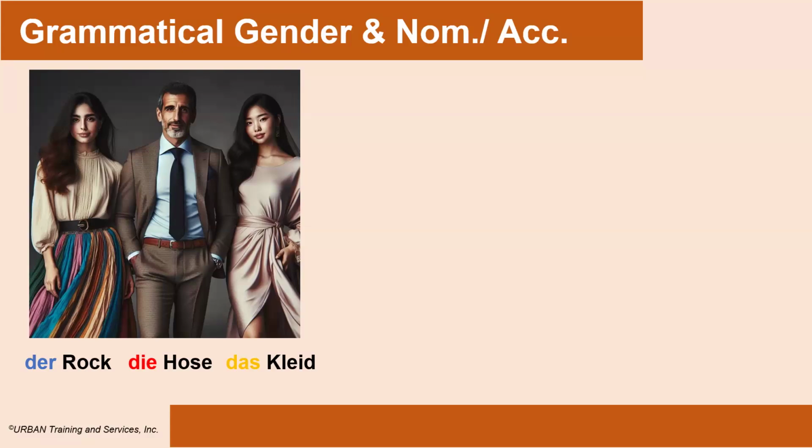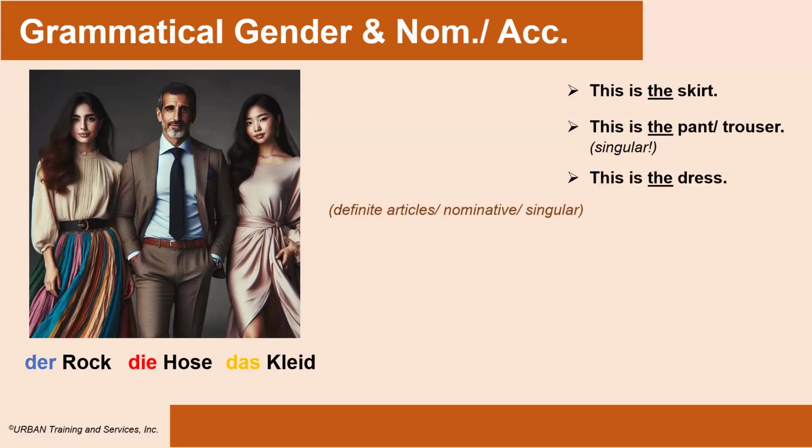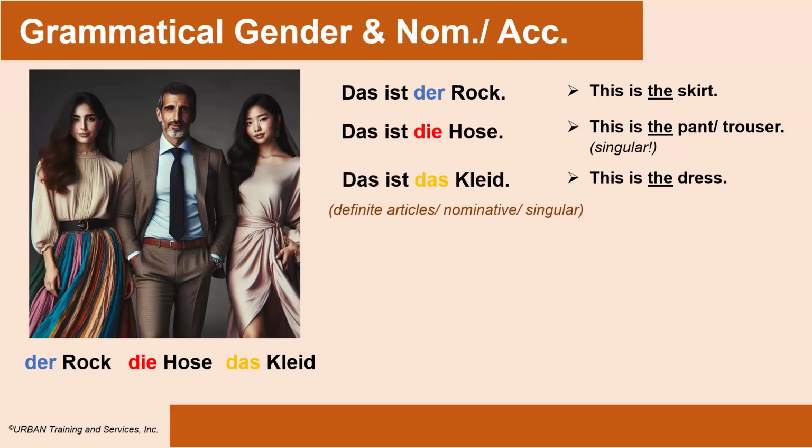Why are there 3 words for the? Well, because German has grammatical gender. Der, die, das. Now, if you wanted to say something like this is the skirt, the pant, the dress, and please remember the word for pant. I know this is not correct in English, but I deliberately put it as a singular word because it's a singular word in German. You would say, das ist der Rock, das ist die Hose, das ist das Kleid. Now saying the instead of a or an, that makes it a definite article. We're doing nominative and singular.